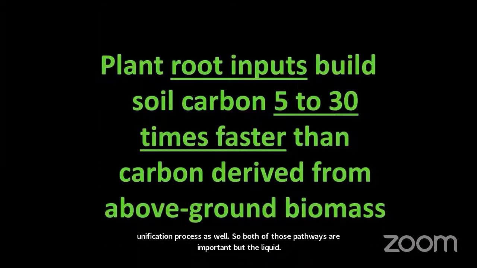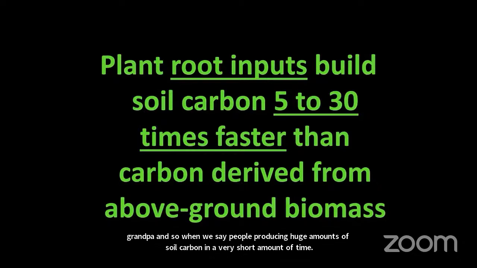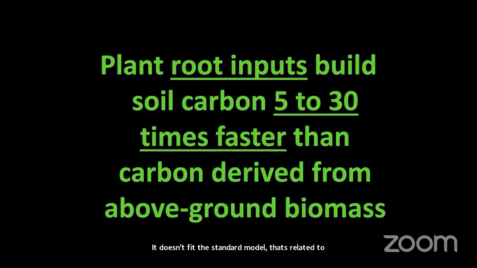We now know that plant root inputs can build soil carbon 5 to 30 times faster than carbon derived from above ground biomass. So when we see people producing huge amounts of soil carbon in a very short amount of time, it doesn't fit the standard model that's related to organic matter.